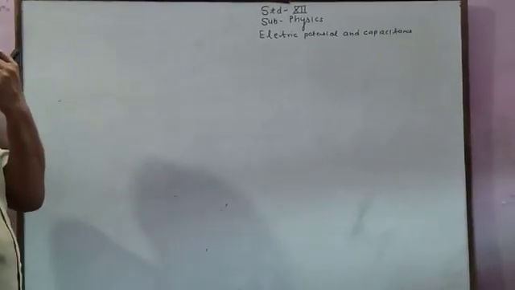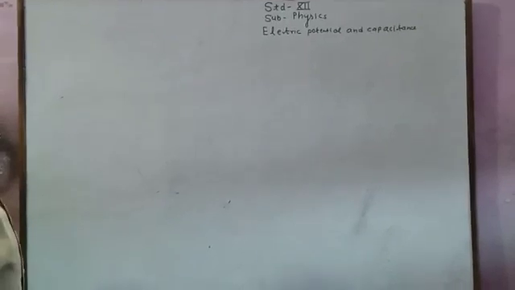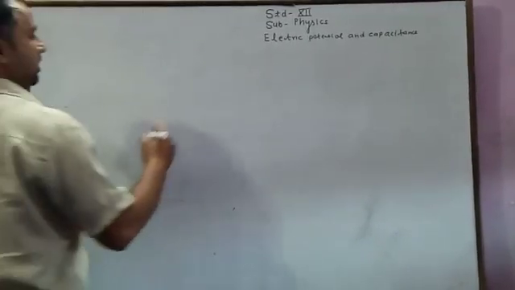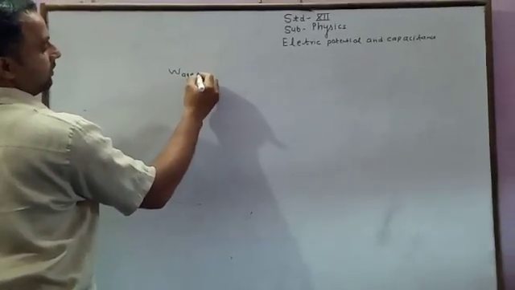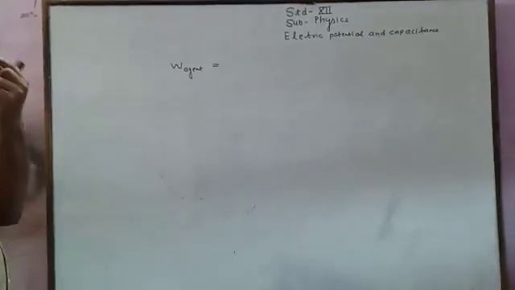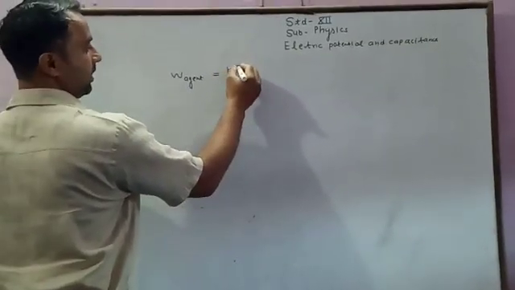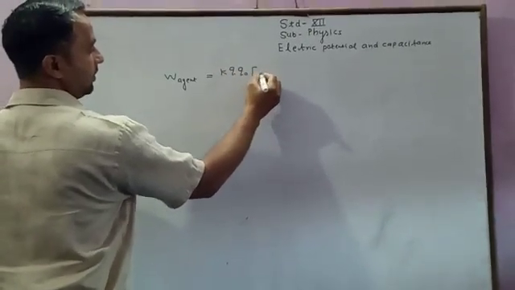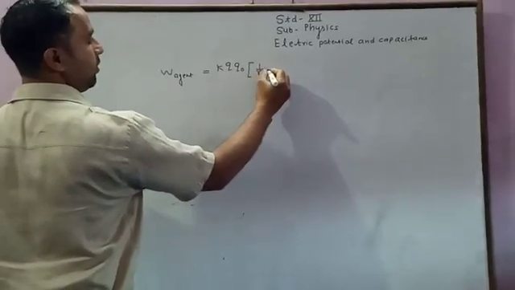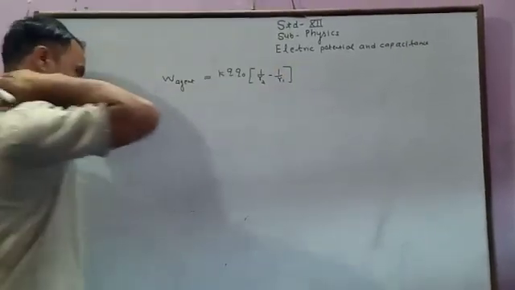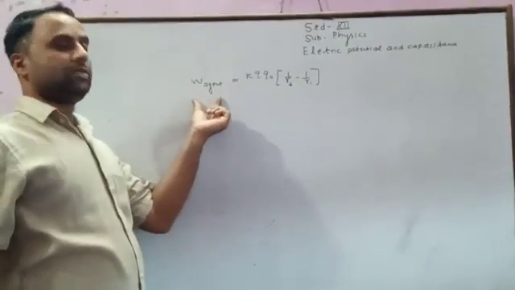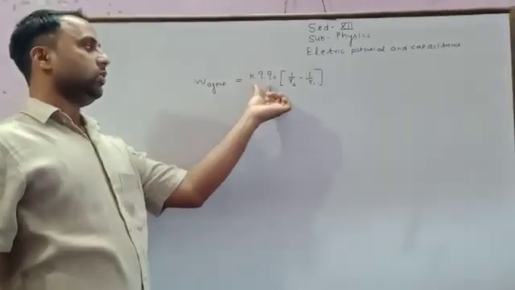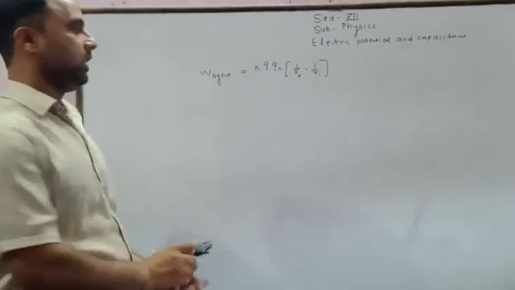Electric potential and capacitance. In the previous lecture we discussed the formula for the electric potential. We discussed that the work done by the agent is equal to Q naught times (1 by R2 minus 1 by R1).